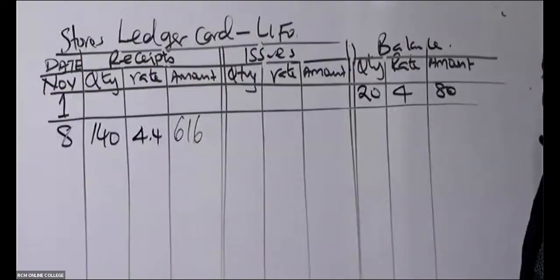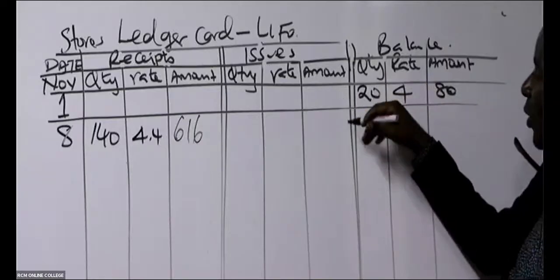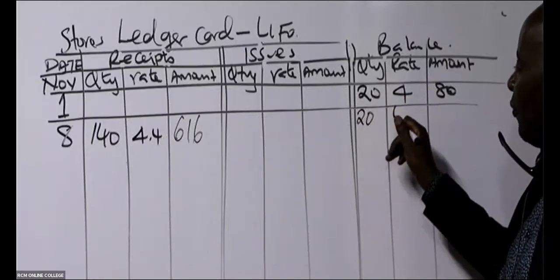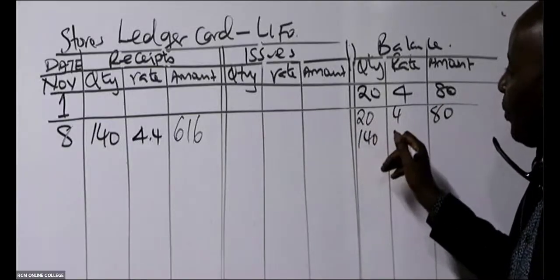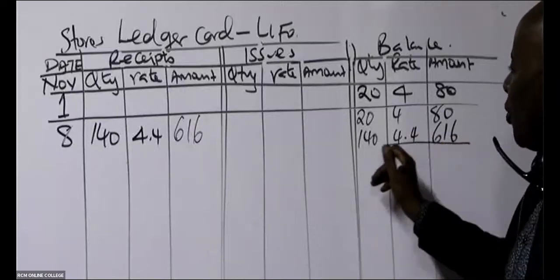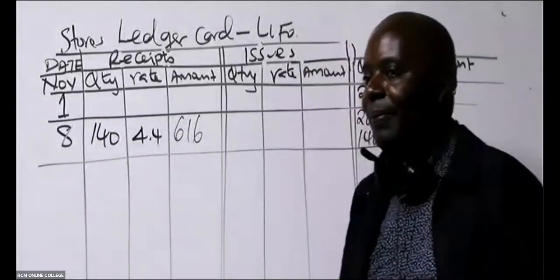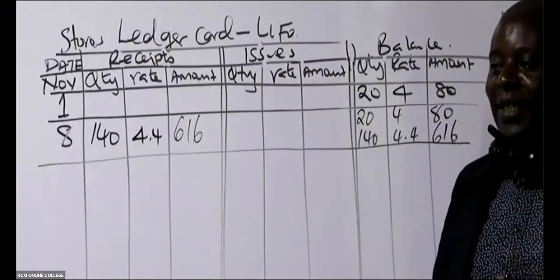Do I add? There are two ways you can decide to add, but the very best for LIFO and FIFO is don't add. Bring these batches down. Like now here we have the first batch of 20 at 4, and now we have another batch with what here, somebody? 140 at 4.4, which is 616. And then you simply underline like that. Let's go to the next date.